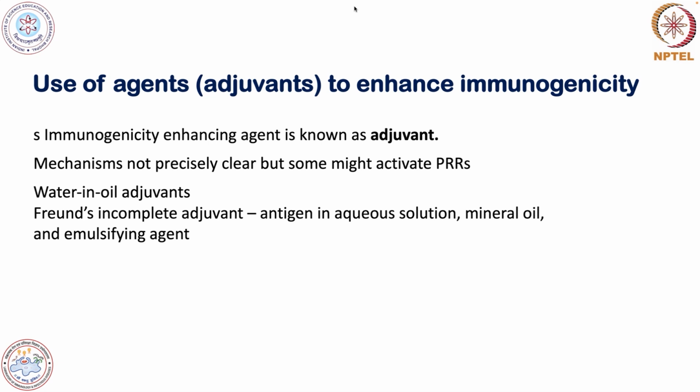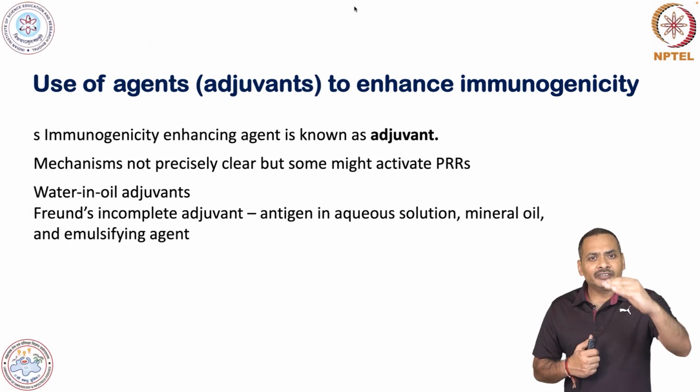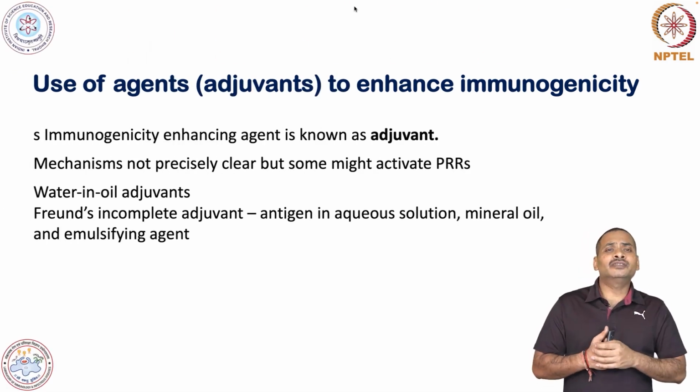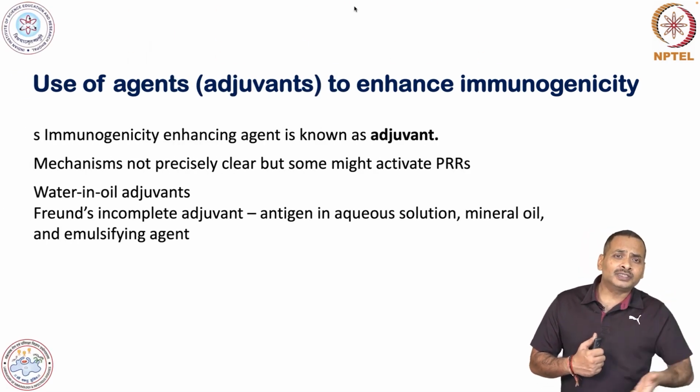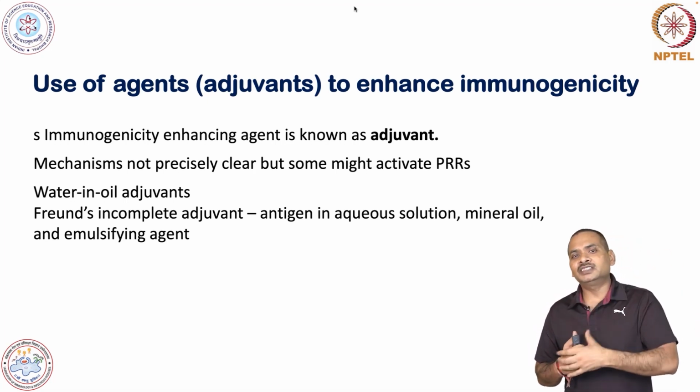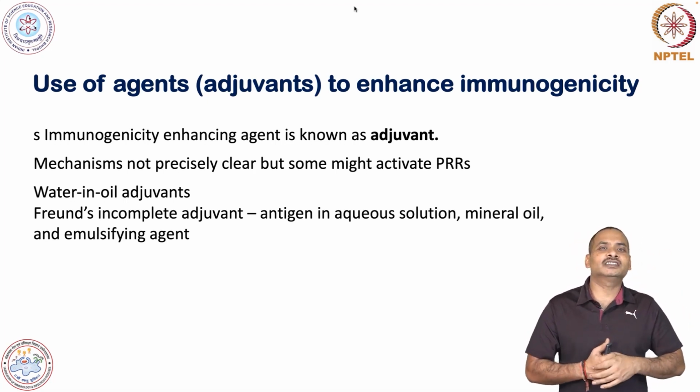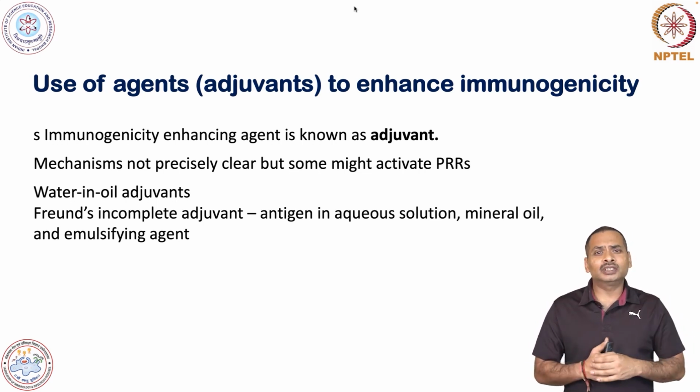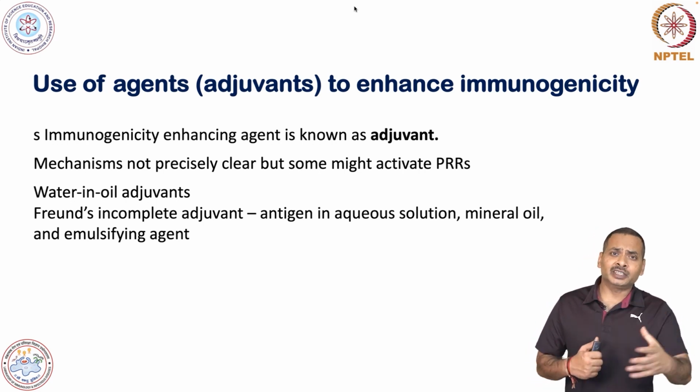Okay, and over there the macrophages and phagocytic cells will migrate and eat up those, and then they will process and present the antigen to the T cells, and then you will have a very nice immune response. Okay, so this is about the Freund's incomplete adjuvant.